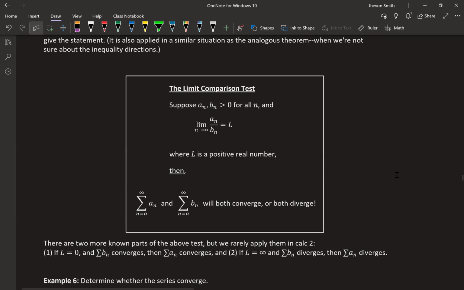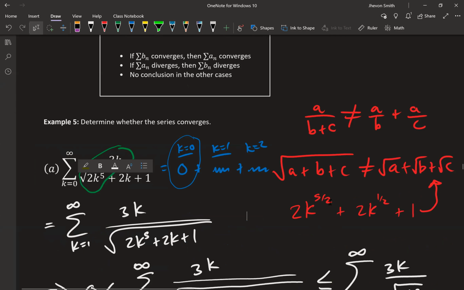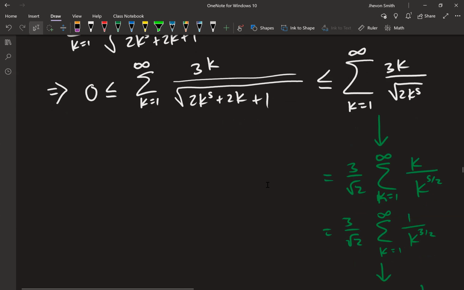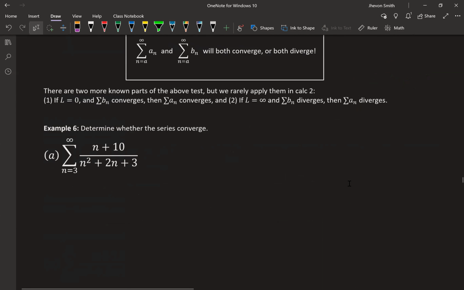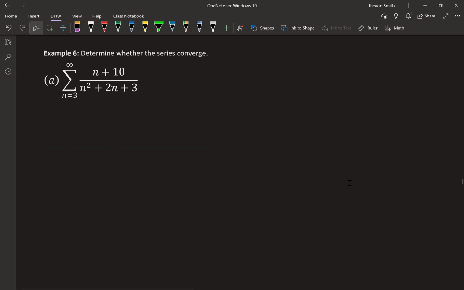So again, here is where you're given one series and you have to find another series to compare it to. Just like here, I was given this series and I found some other series to compare it to. That's why it's called a comparison theorem. You have to find a whole other series to compare it to. So here's one right here. Determine whether this series converges.